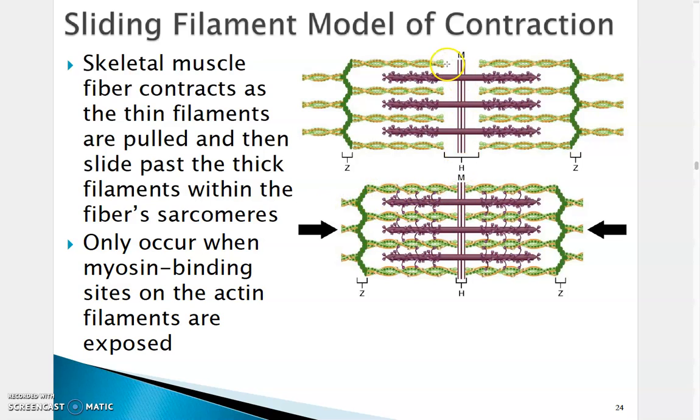And this is what it looks like. This section here will disappear and the muscle will get shorter, because you can see here these myosin heads are attaching to the actin filament. When the tropomyosin is moved and ATP is available, it will make the muscle shorter.